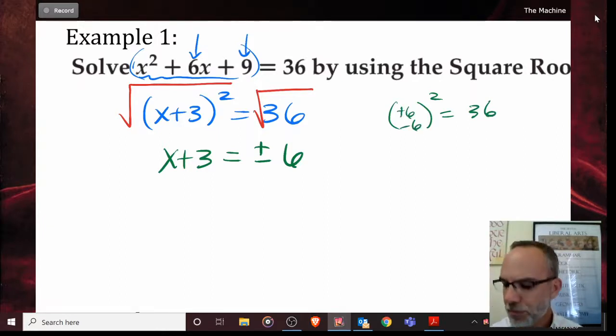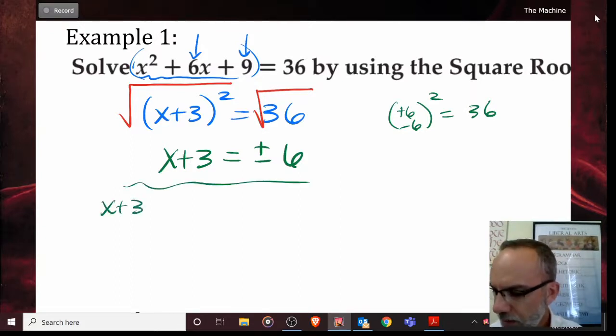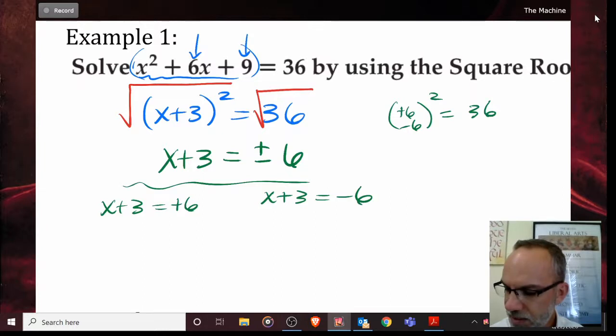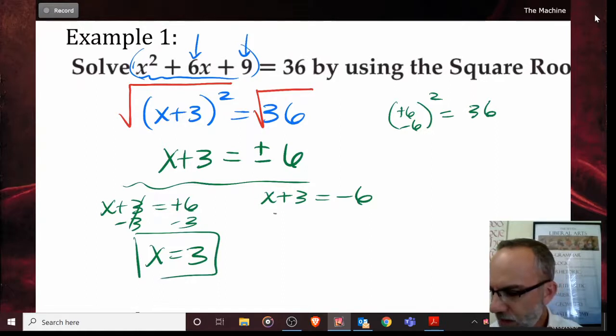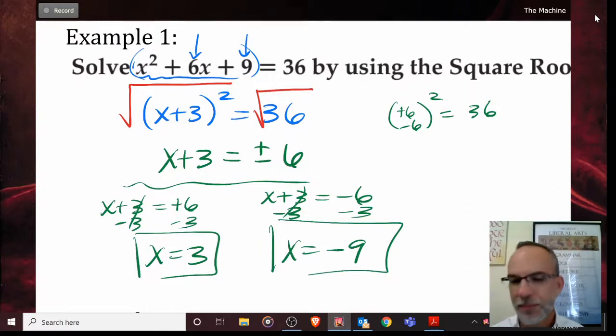But that's review. I've actually got two different equations now. Maybe I should stop and go x plus 3 is equal to positive 6, and another one, x plus 3 is equal to negative 6. Because then when I subtract 3 here and subtract 3 here, I get x is equal to 3. But then when I subtract, whoops, look at me, I'm rushing. x minus 3 and minus 3, this gives me x is equal to negative 9. There's my two solutions there, right?